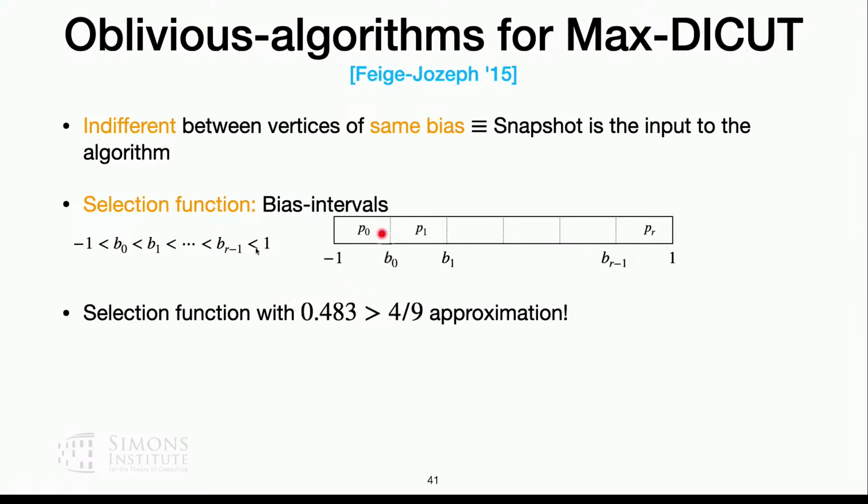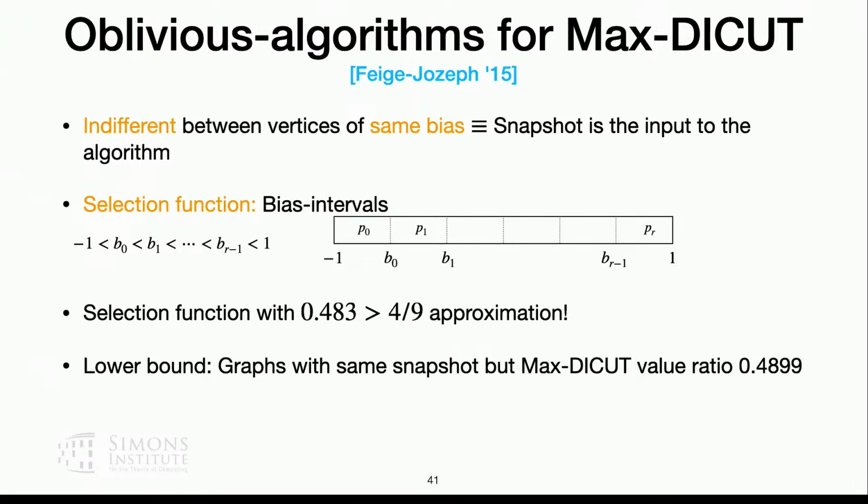For every vertex that has bias in a particular interval, you place it in the left set with probability p0 here, and in the right set with probability 1 minus p0. So you treat all the vertices within the same bias interval the same way. That's what a selection function is. They give a selection function which has just constantly many intervals, and it achieves 0.483, which is bigger than 4/9 approximation. They also give a lower bound showing that there's no oblivious algorithm that can beat a 0.4899 approximation.